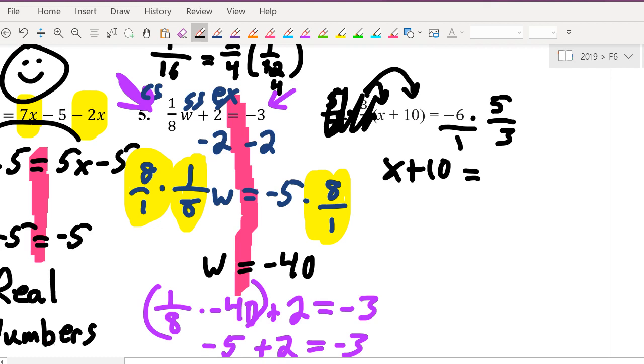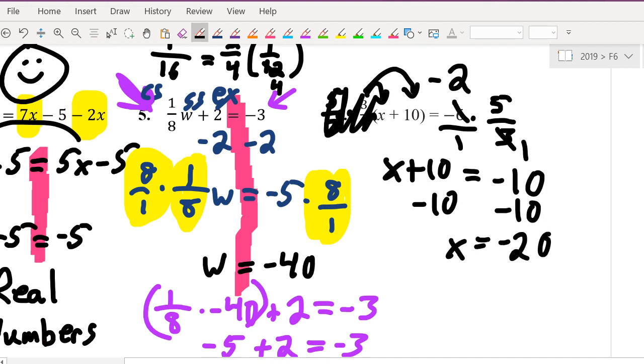Who can help me with that? Okay, Connor, what do we do? Well, first I would reduce. Cross cancel, right? 6 and 3. Negative 10 over 1. Okay, x equals negative 20. And I'm not going to test it right now, but yes, it works. That's the answer, negative 20.